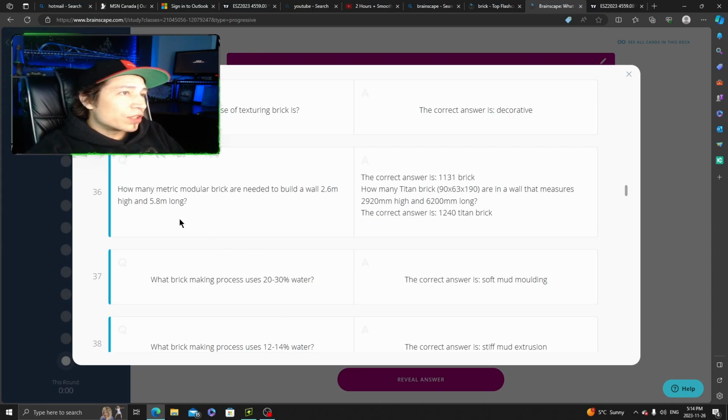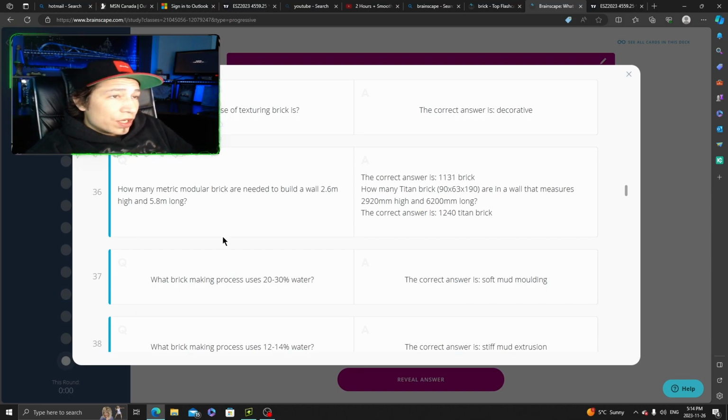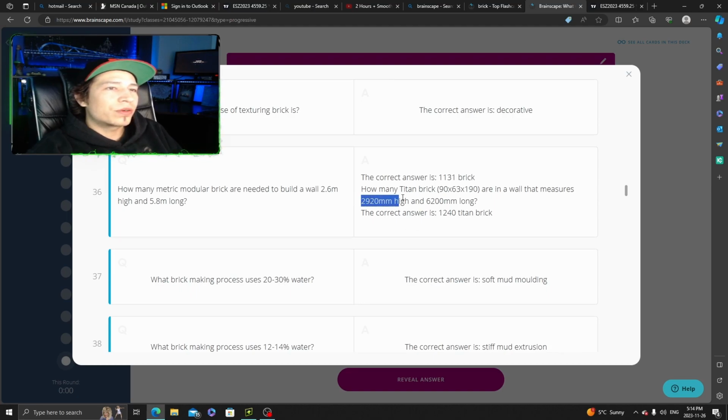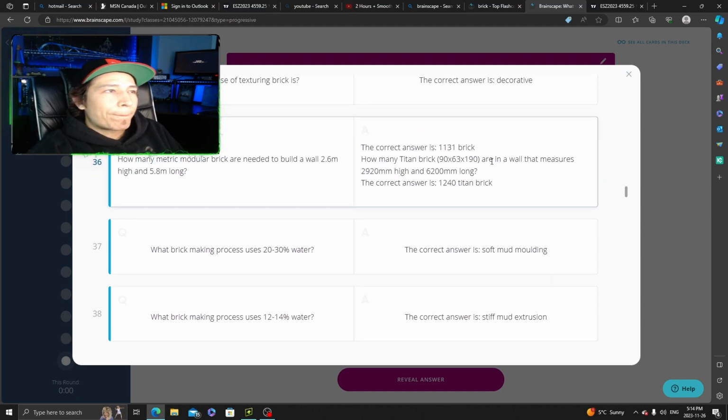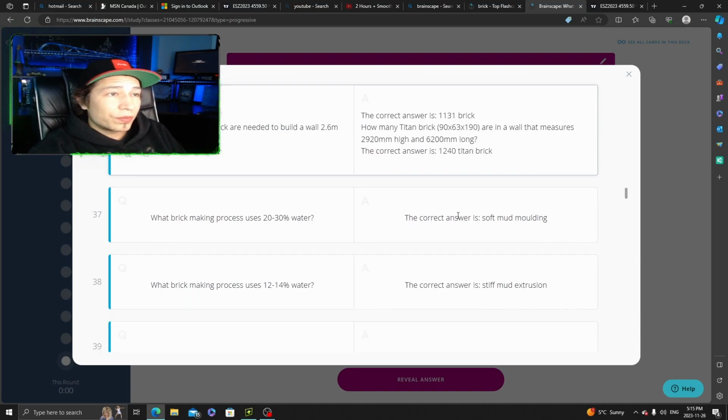How many metric module bricks are needed to build a wall 2.6 meters high and 5.8 meters long? I don't get it. There's a question in the question and I'm confused. So I'm just going to skip this one and you can read this and figure it out because I don't want to give you the wrong answers if you're just listening to me and not watching the video. So that one's on you.